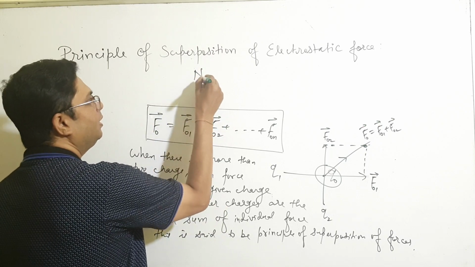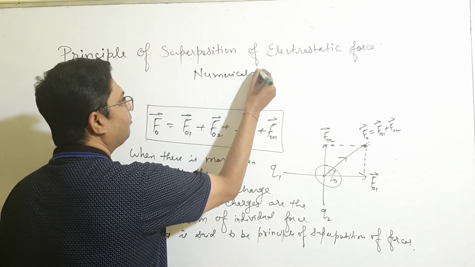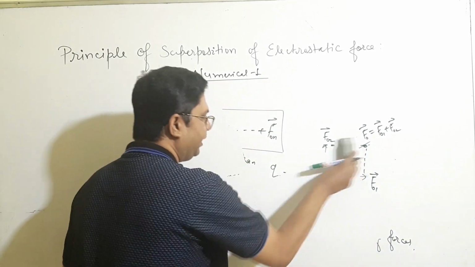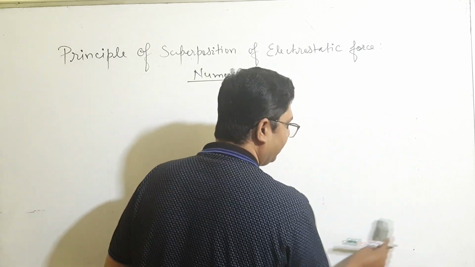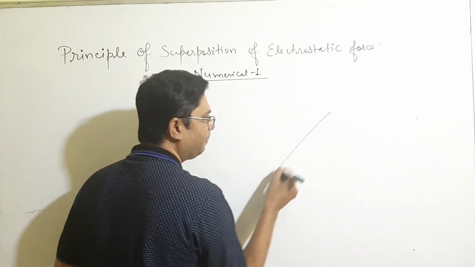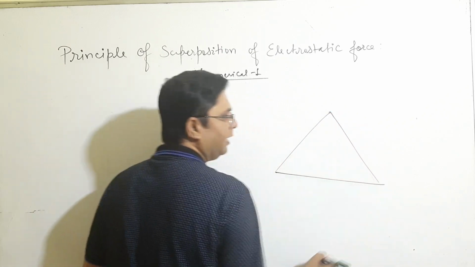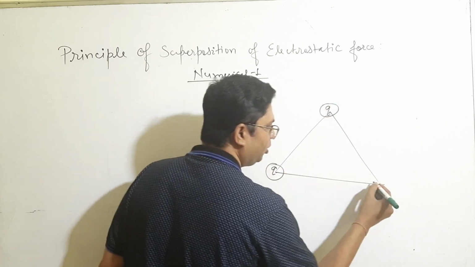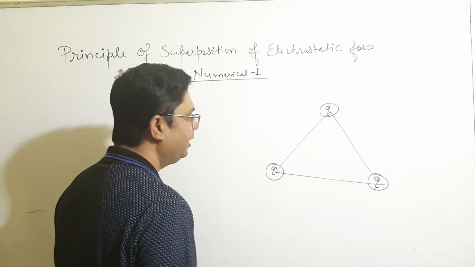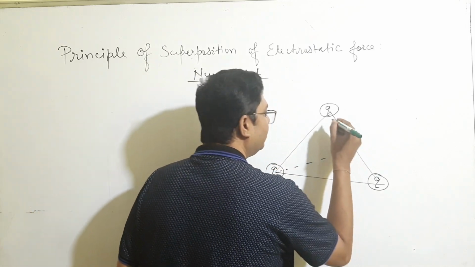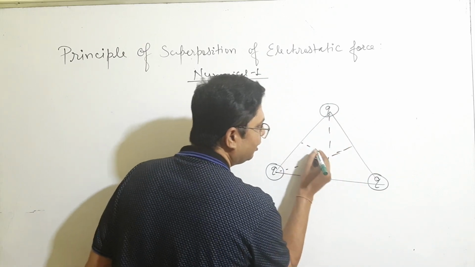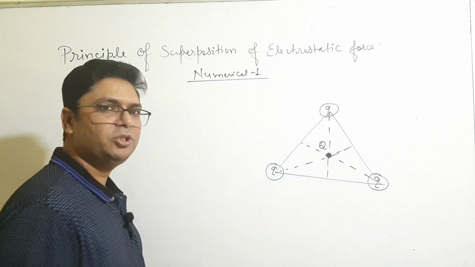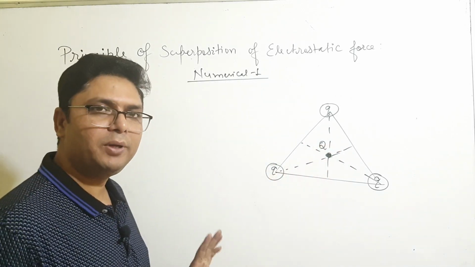Let us see numerical number 1. In numerical number 1, we are taking an equilateral triangle. In this equilateral triangle, let us take three charges q, q, q, equal in sign and magnitude. This is the centroid. On this centroid, let us place a charge capital Q. Then the question is, what is the force on the charge capital Q?